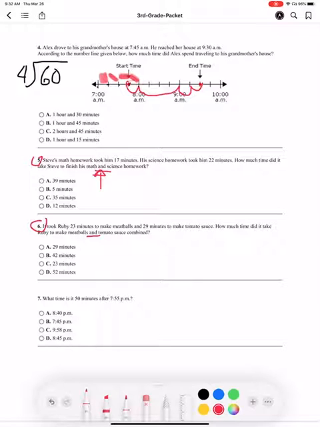Number 7, what time is it? 50 minutes after 7:55. There's a clue word, after. And they're asking for an hour time, see? So you have to do some, I bet you're going to say adding, hopefully.